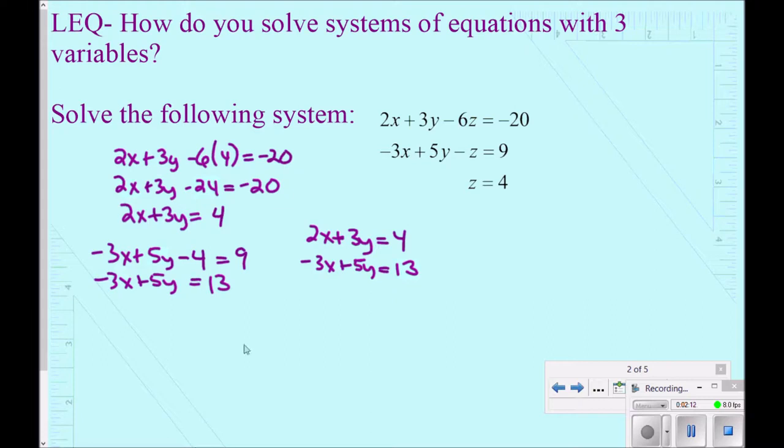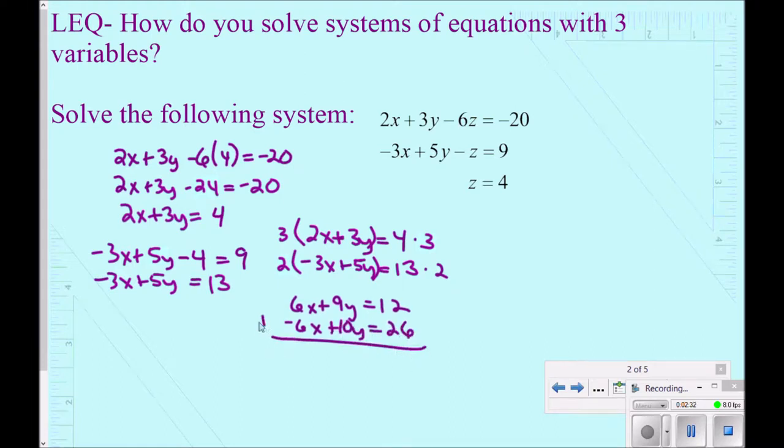If I'm going to eliminate the x's, I'm going to multiply this top equation by 3 and the bottom equation by 2. When I do that, I'm getting 6x plus 9y equals 12 and negative 6x plus 10y equals 26. If I add those together, I'm getting 19y is equal to 38, which means y is equal to 2.